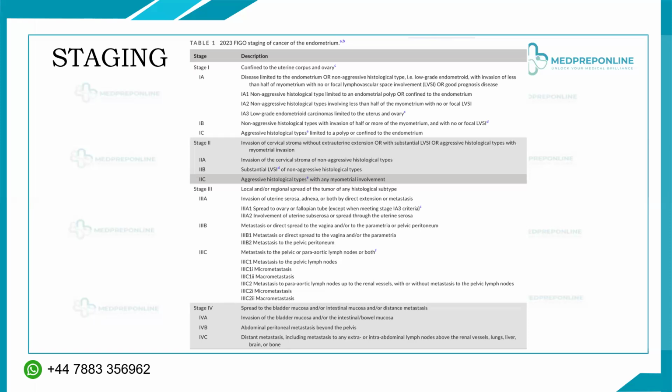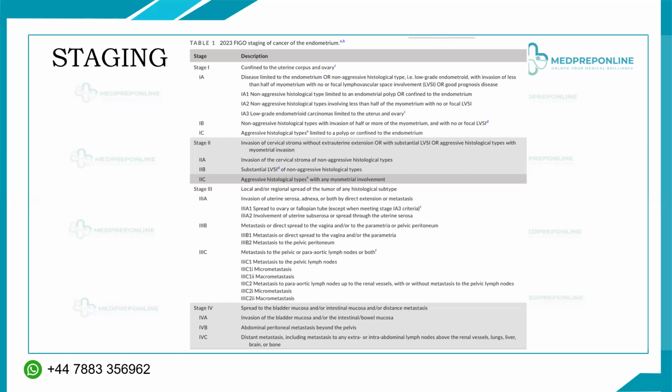In 1B, there's invasion of more than half of the myometrium, and in 1C, you have aggressive. So up till 1B, we were discussing the non-aggressive types, and in 1C, you have aggressive histological types. Now, stage 2, there is invasion of cervical stroma plus lymphovascular space invasion. So here we had discussed in 1C, the aggressive histological types are only confined to the endometrium. So now in stage 2, they will progress to the myometrium. So coming to stage 2, 2A, there is invasion of cervical stroma. In 2B, there is lymphovascular space invasion. And in 2C, you have aggressive histological types involving the myometrium.